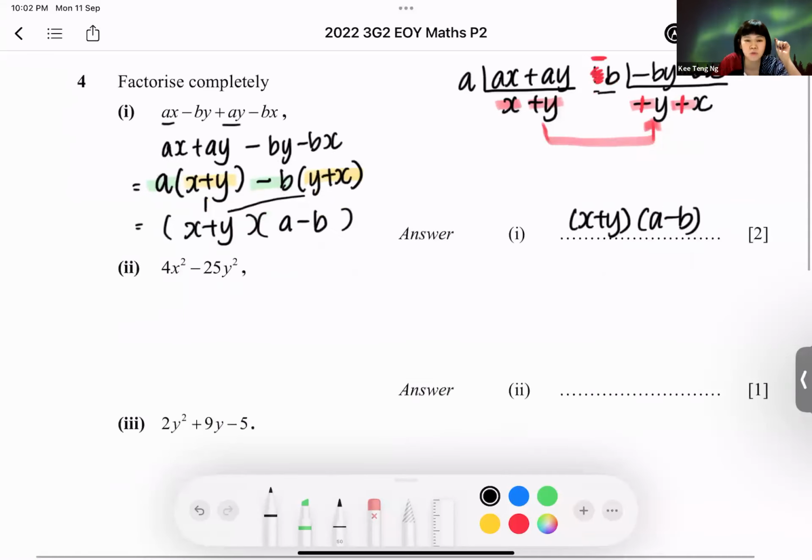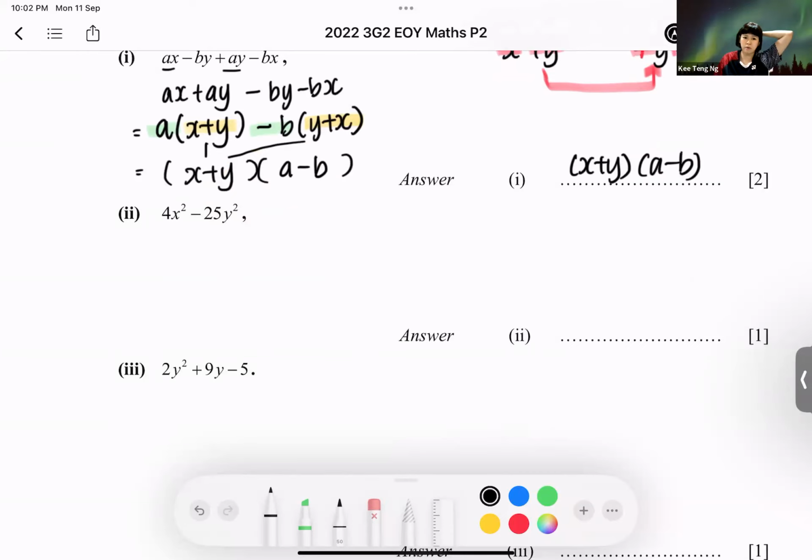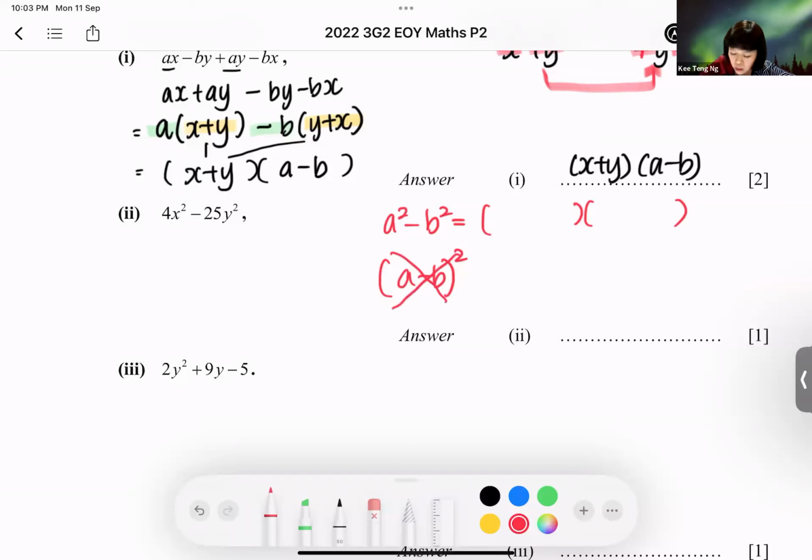Next question, part 2. This is a very traditional and iconic question when you see this type. Okay, difference between 2 squares. This will be following the pattern: A square minus B square equals 2 brackets, with 2 different signs. Please take note, this one is not A minus B whole thing squared. They are not the same. Okay, this one, there are 2 squares. A square minus B square. So this will be A plus B, A minus B.